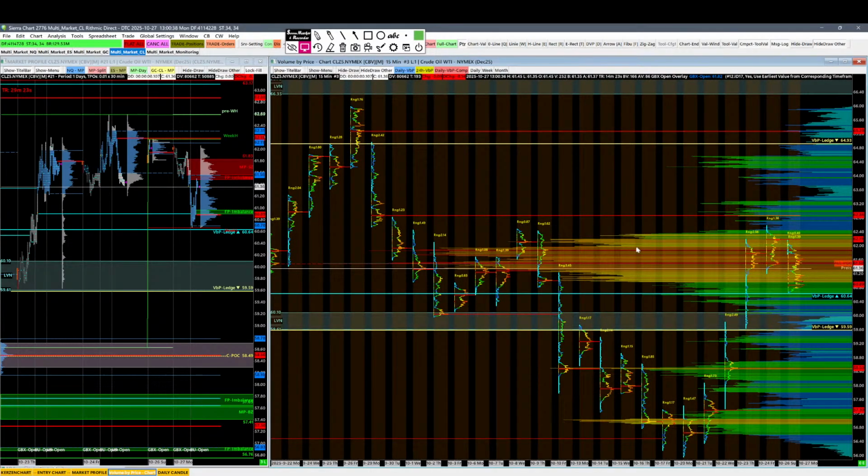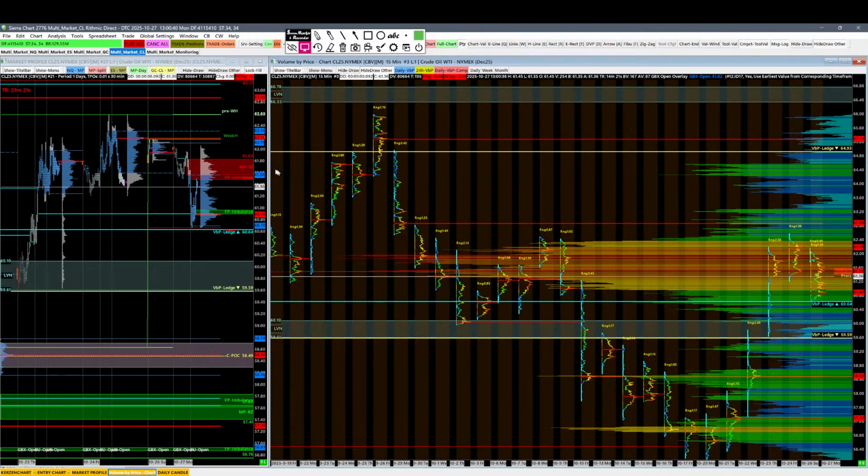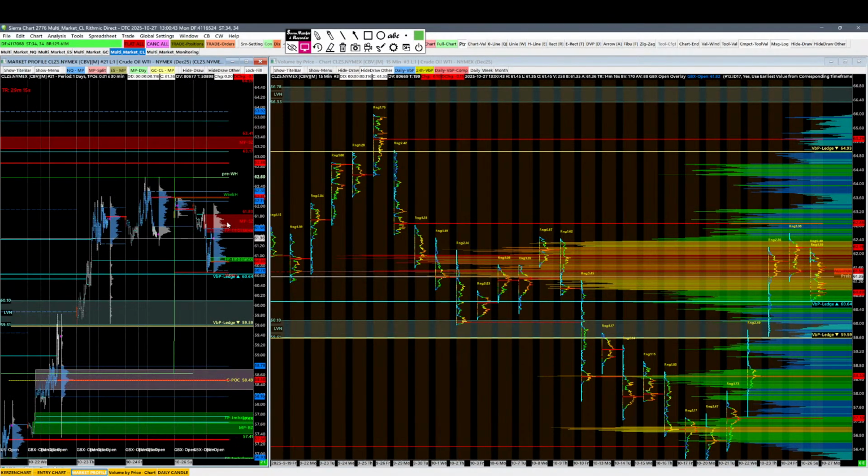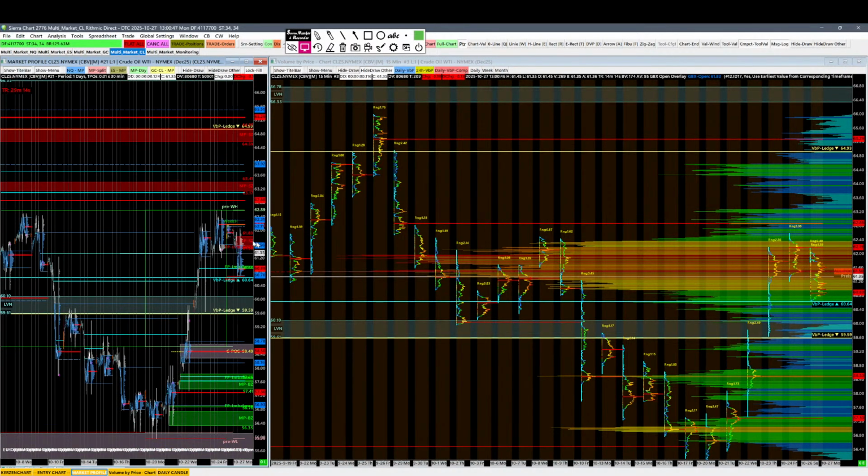And also looking at the market profile, we see that we traded basically through the low volume zone around 60 up into the upper distribution, which I highlight with the lower and upper ledge at 60.93.